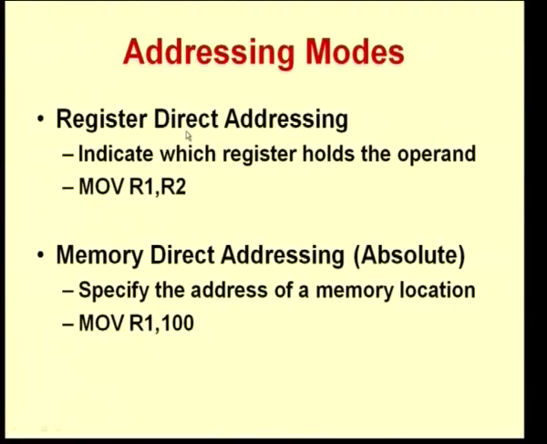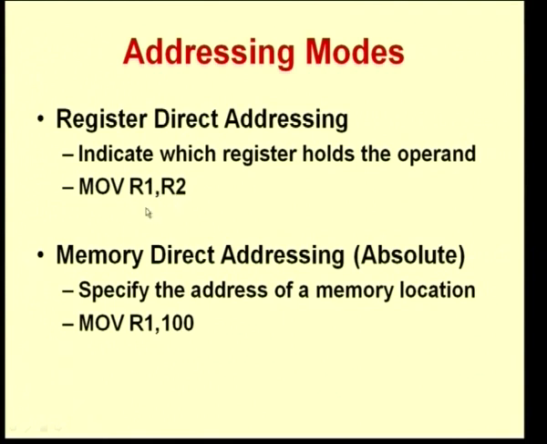Then we have another addressing mode which is called direct addressing. Okay. In direct addressing there are two variations, one called register direct addressing and the other called memory direct addressing. In register direct addressing, we specify which register holds the operand. For example, when we say move R1 comma R2, R2 is the register which holds the operand, and that value has to be moved to R1. That is assuming that my source operand is the second one and destination operand is the first one.